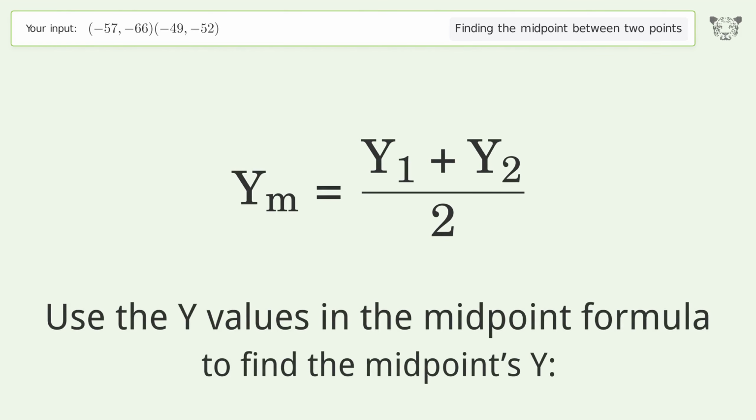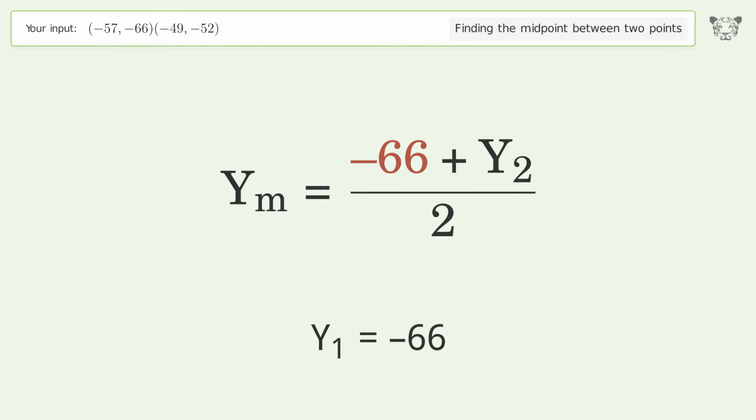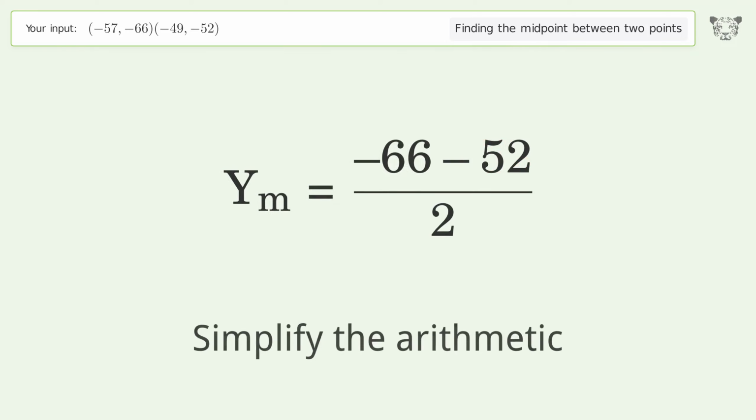Use the y values in the midpoint formula to find the midpoint's y. y1 equals -66. y2 equals -52. Simplify the arithmetic.